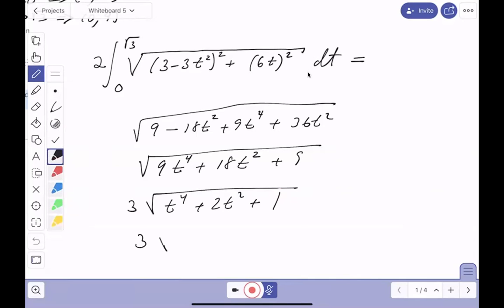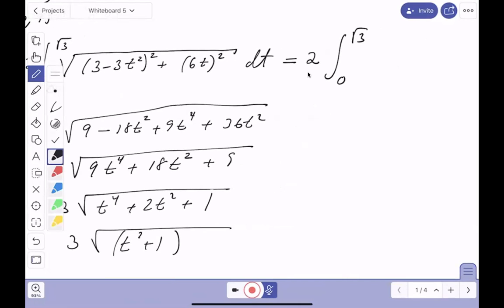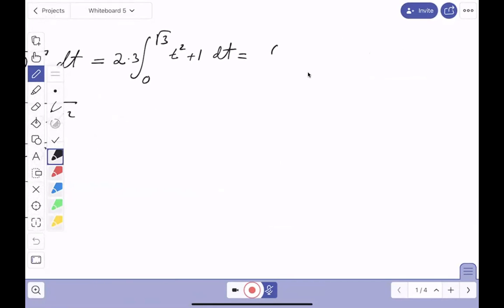Well, isn't that convenient? It's a perfect square. It's t squared plus 1. So I think I know this now. Let me write this down. The integral from 0 to root 3, and the square root of that, pulling a 3 out, is 3 times t squared plus 1 dt. It's going to be 6. The antiderivative is going to be t cubed over 3 plus t, with limits of integration 0 to root 3.